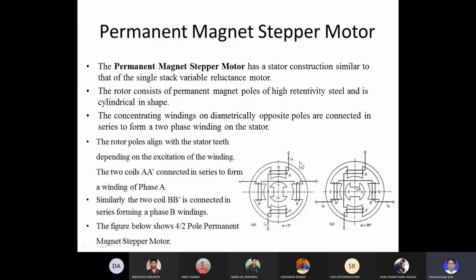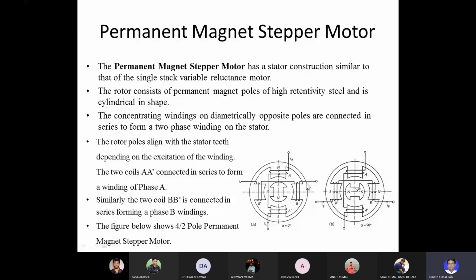However, in the intermediate time when they are both energized, then there will be a 45 degree step angle. So when you energize phase A, the rotor S pole will be aligned in the direction of the stator N pole generated by the phase A current.